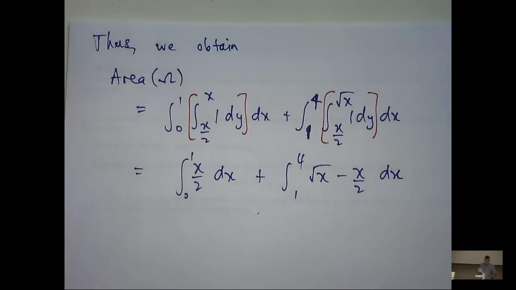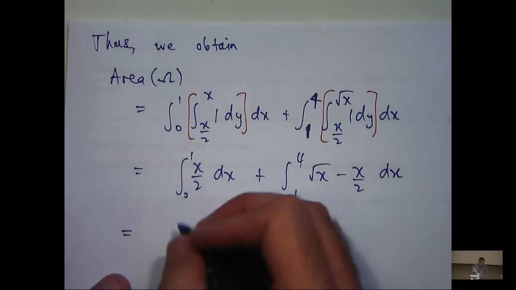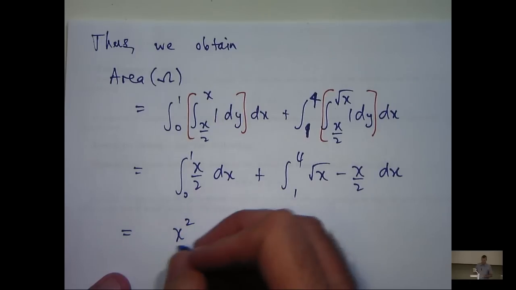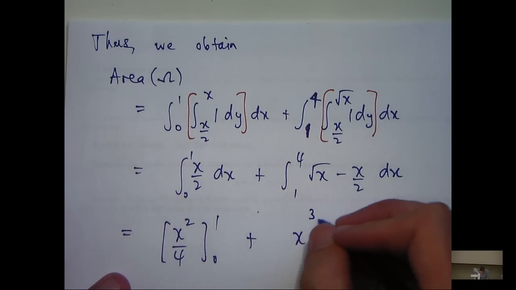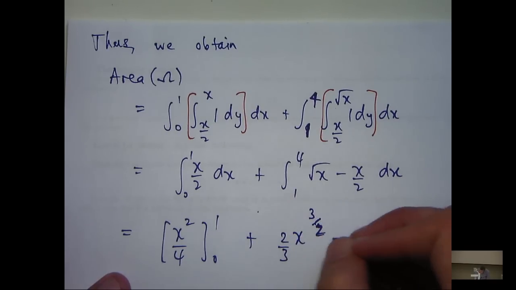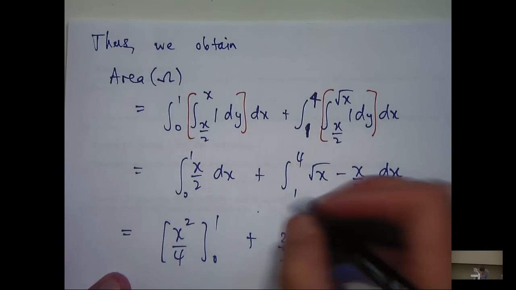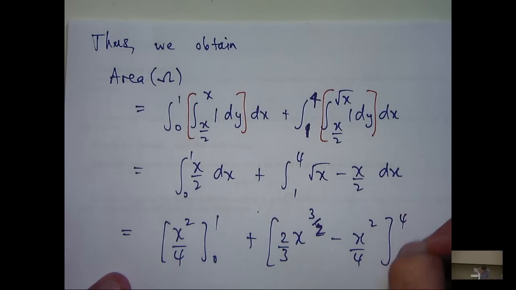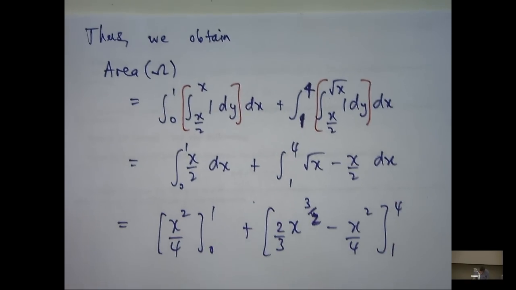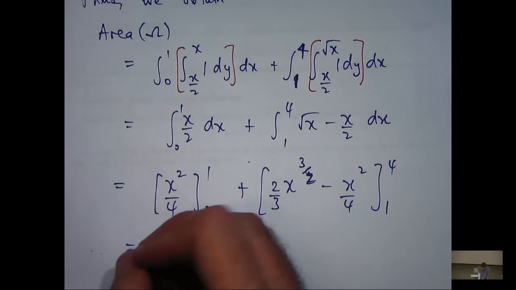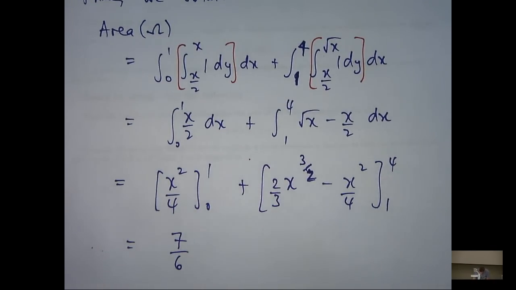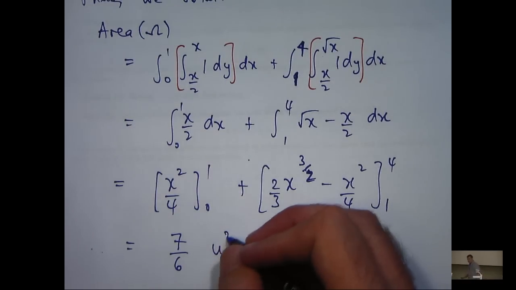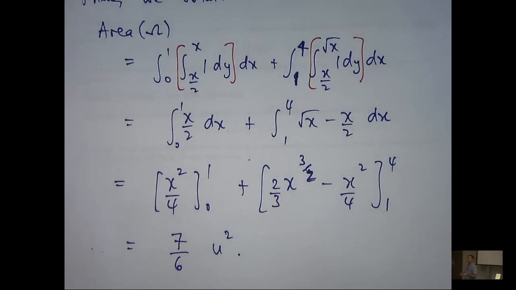Okay, so now it's just a matter of doing the last integration. We'll get something like this. And then it's just a matter of substituting in the values and cleaning up a bit, and we'll get an answer of 7/6. Now remember, we are calculating area here, so I'm going to put it in square units.